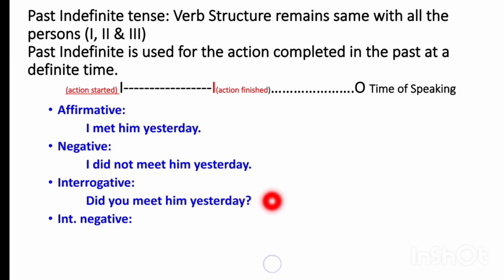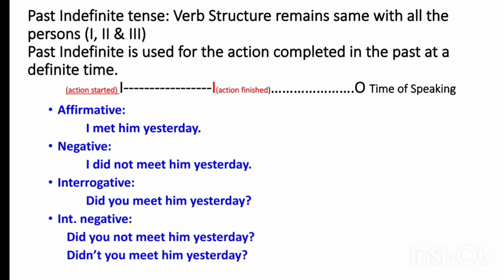If we are going to change it into interrogative, helping verb को पहले ले लिया, did you meet him yesterday. Interrogative negative, did you not meet him yesterday, didn't you meet him yesterday. Did and not, if they are used in contracted form तो एक साथ लिखा जाता है, ऐसे नहीं लिख सकते हम did not you meet him yesterday, didn't you meet him yesterday.